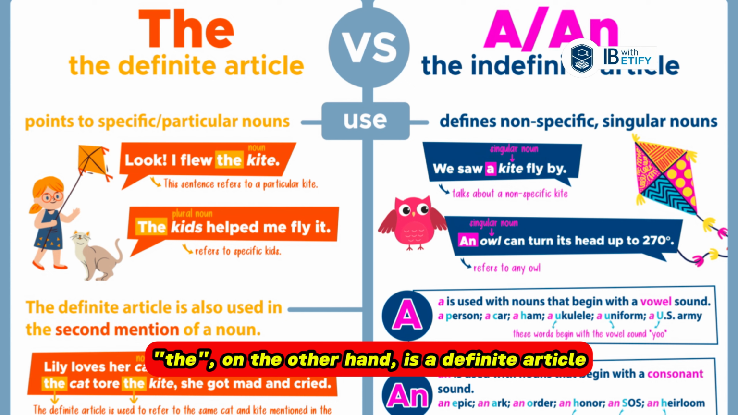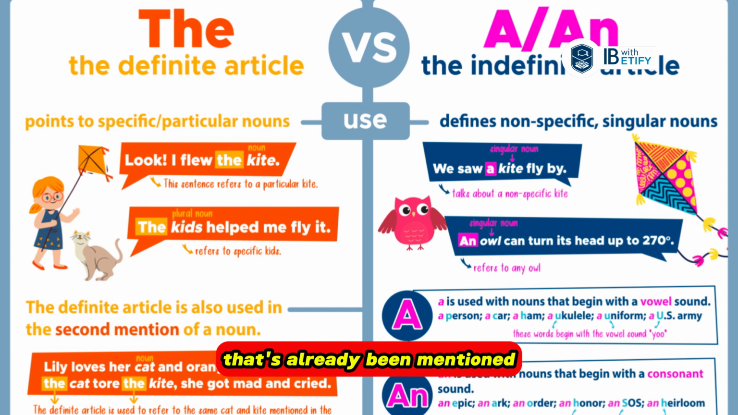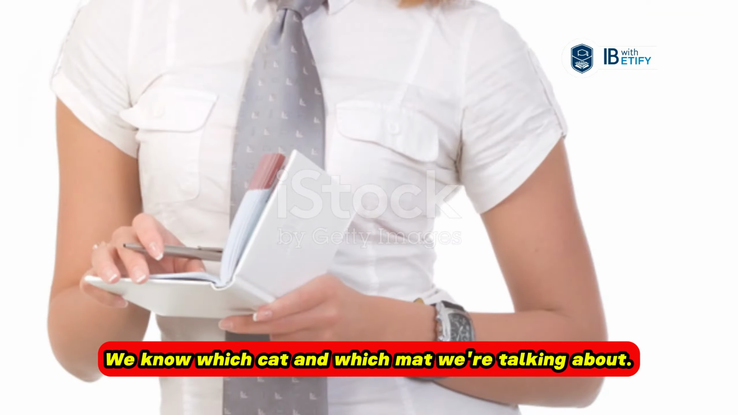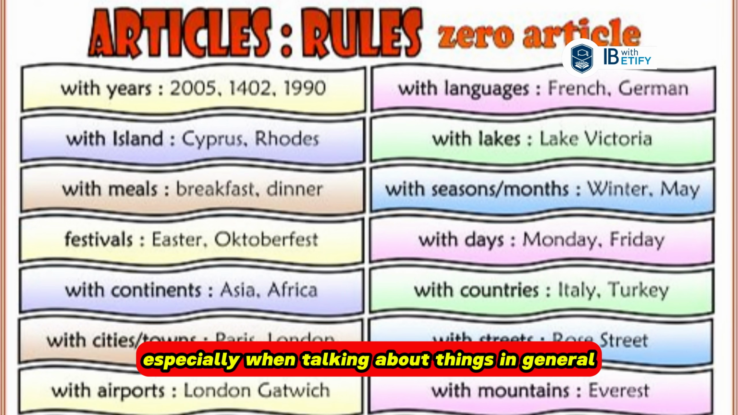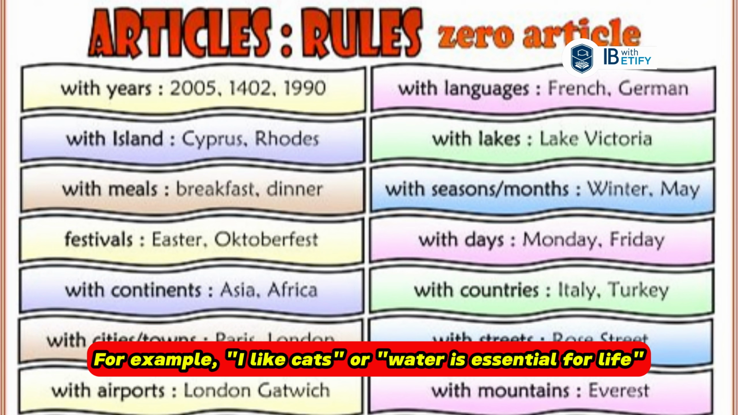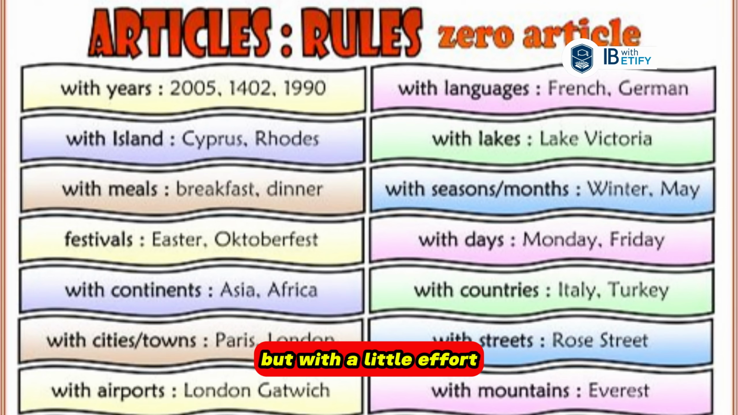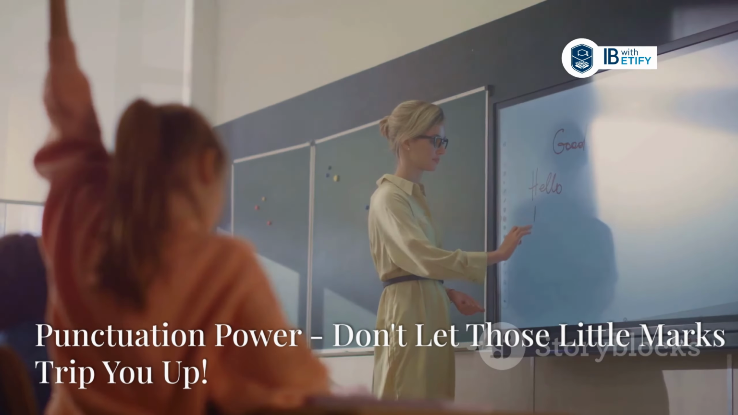The, on the other hand, is a definite article. It's used when you're referring to something specific that's already been mentioned or is understood. For example, the cat sat on the mat. We know which cat and which mat we're talking about. And then there are times when you don't need an article at all, especially when talking about things in general. For example, I like cats, or water is essential for life. Mastering articles takes time and practice, but with a little effort, you'll be using them like a pro in no time.